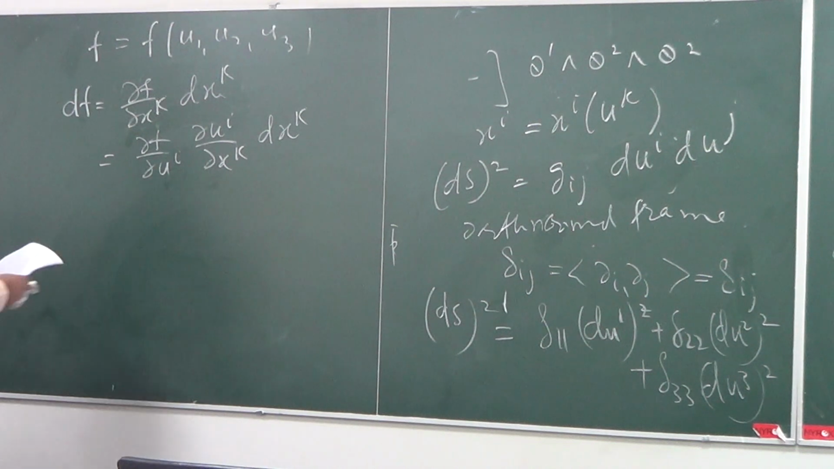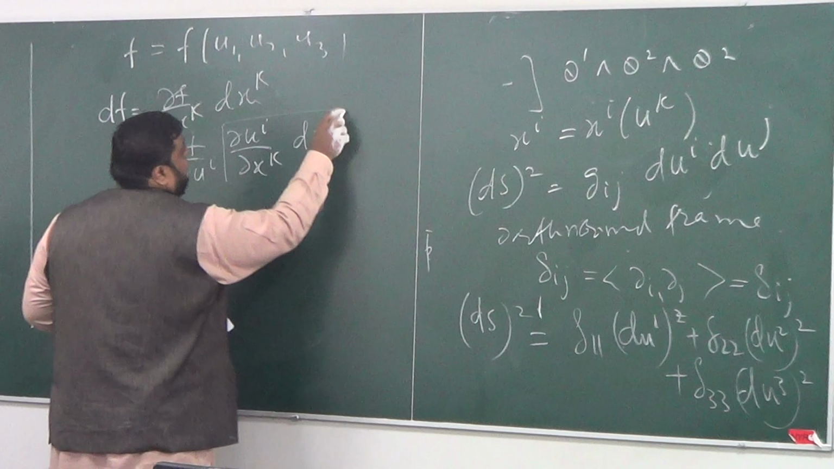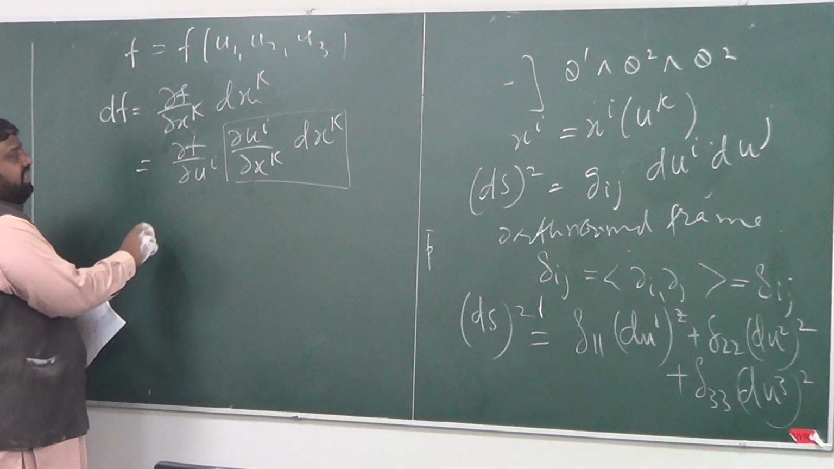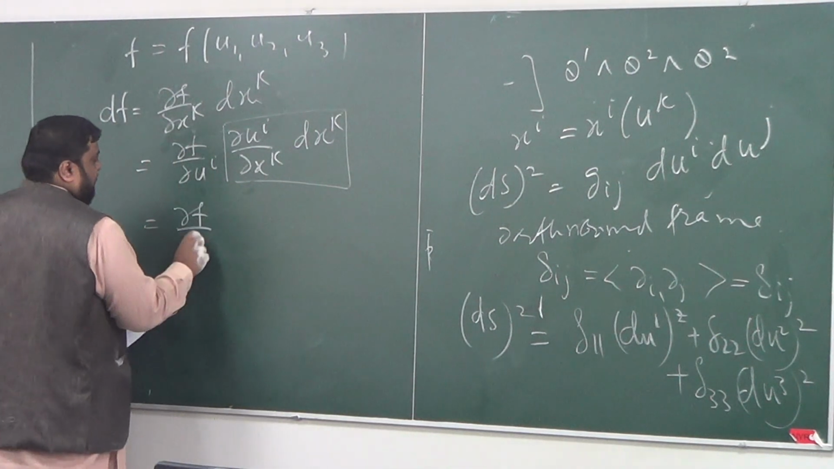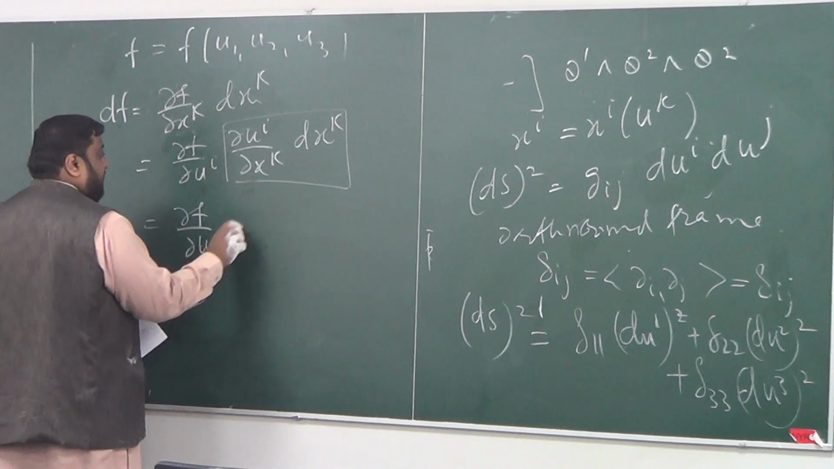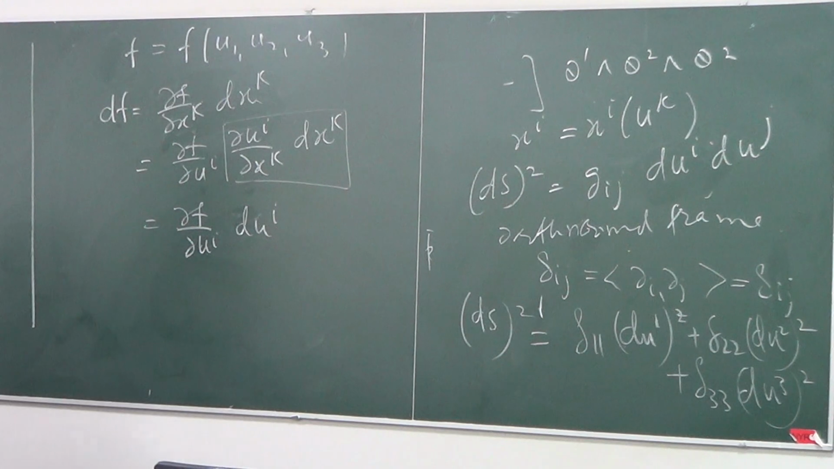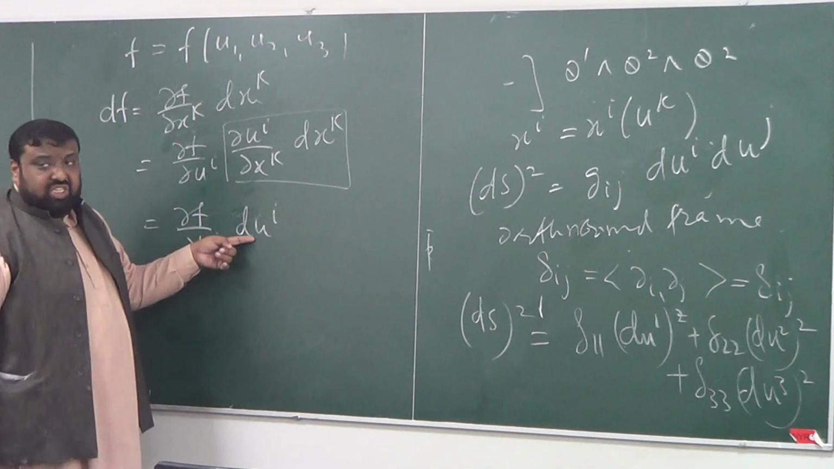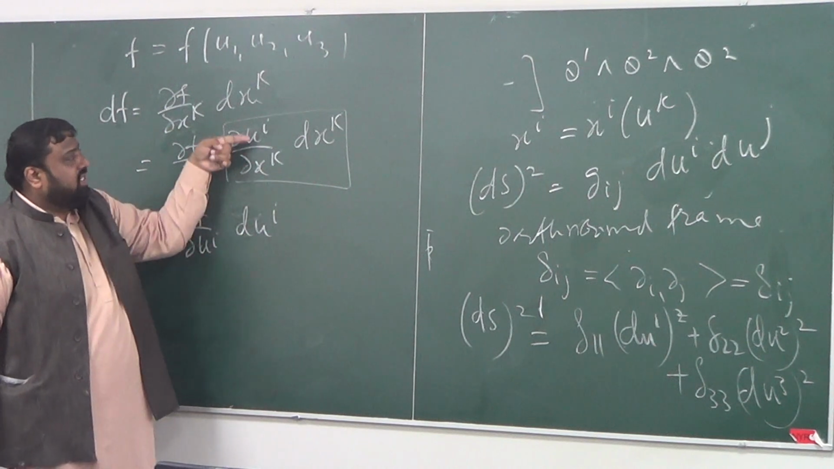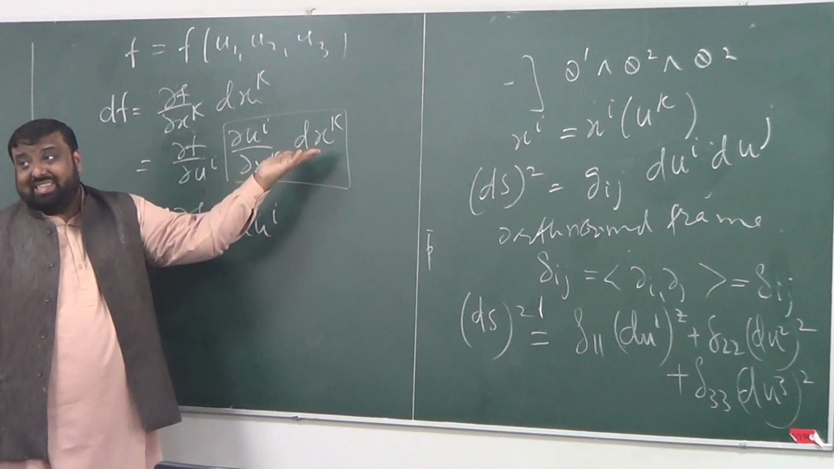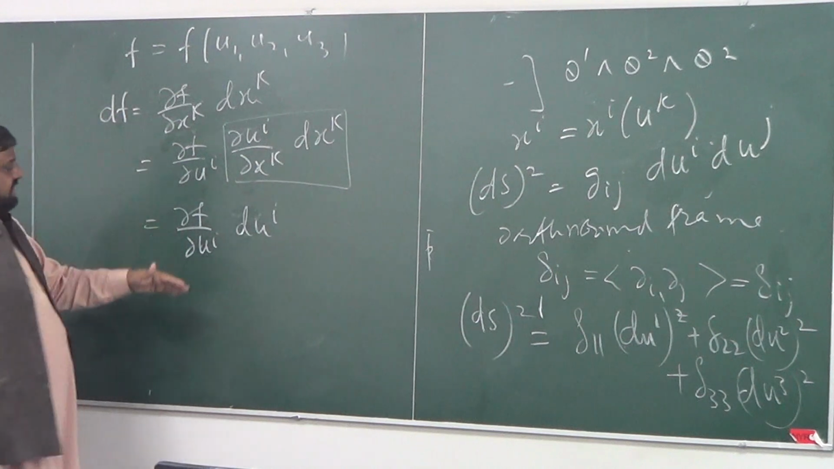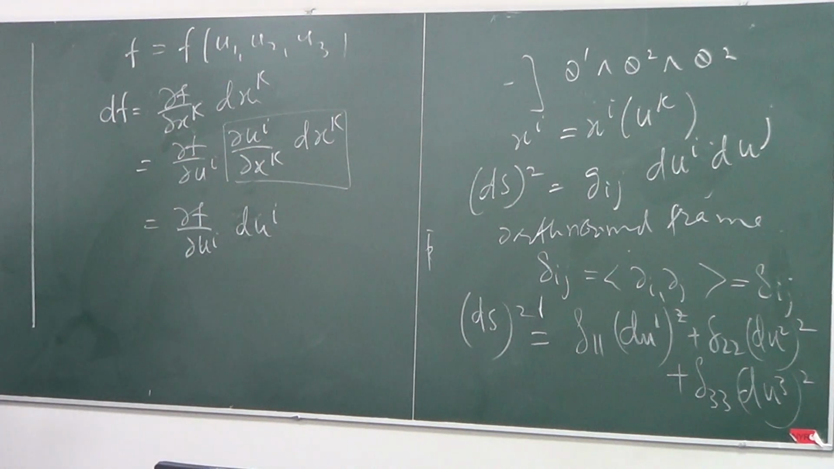And this is nothing but dui actually. So what would be the dui's? The dui's are going to be partial ui by partial xk, dxk. So we expressed df in terms of dui's.